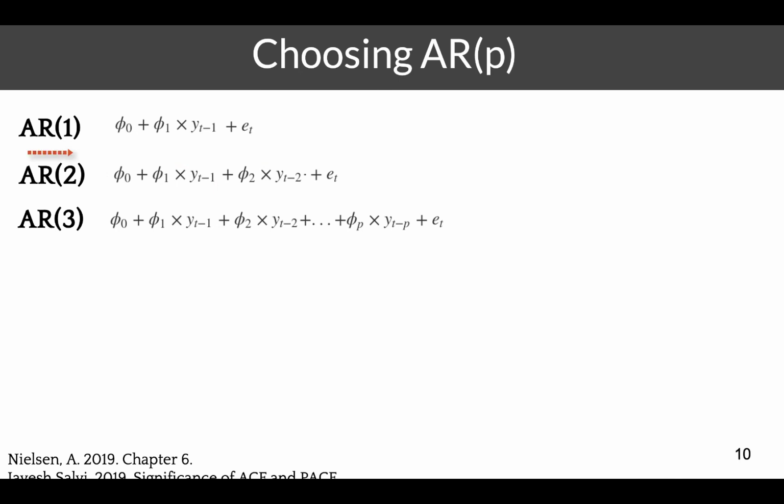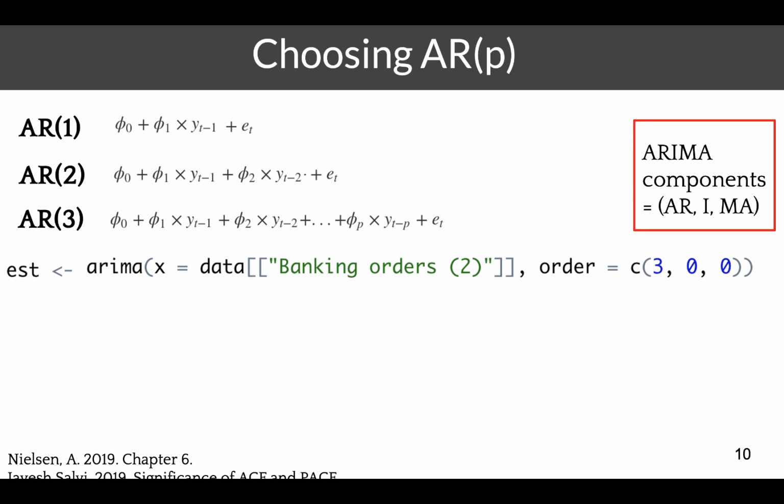So if we have AR1, we have only one phi 1 coefficient. With AR2, we have two lags, phi 1 and phi 2, two coefficients. With AR3, we have 3 lags, and so on. Now we can call our ARIMA model, but we will set our order to 3, 0, 0. The order in this function shows the components of the ARIMA function. The first component is the AR component. Since we're not analyzing the I and MA components right now, we set them as 0.